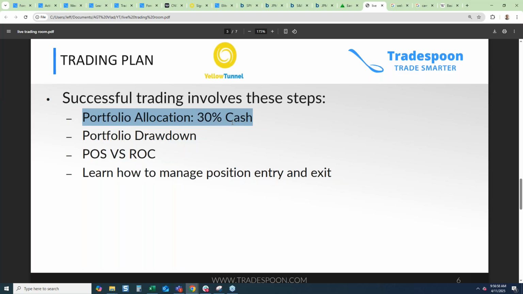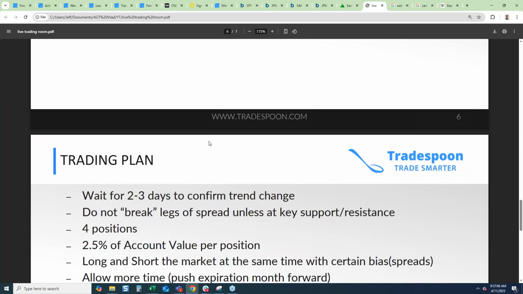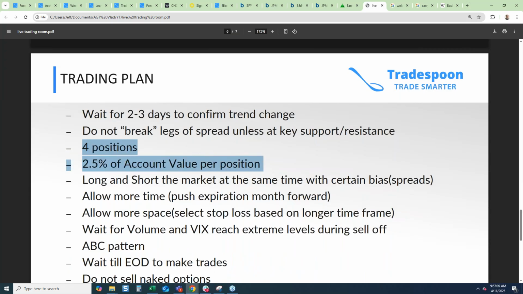30% I propose. If the market revisits the lows, you want to have at least 30% of your portfolio in cash. Look at the portfolio drawdowns, right? 4 positions, no more than 2.5%. If a position is down 2.5%, it doesn't matter what you think or what I think or what anybody thinks. You're down 2.5%, you exit, right? And you wait, see, and look for the next signal, and forget about this position.